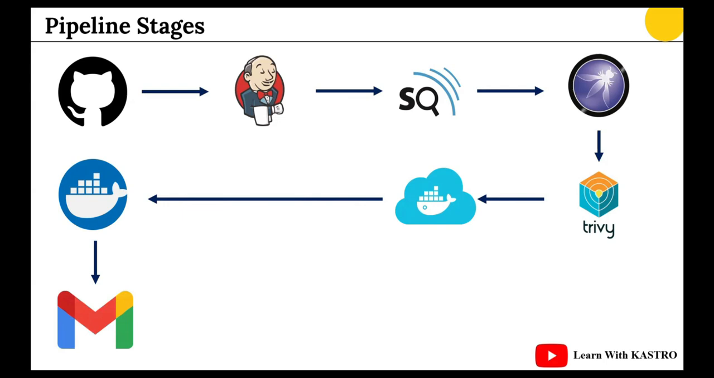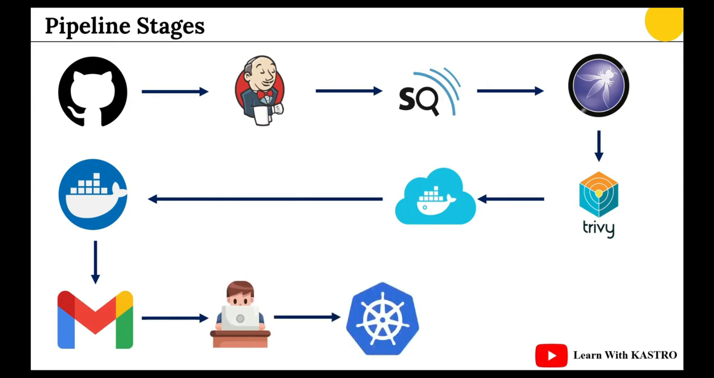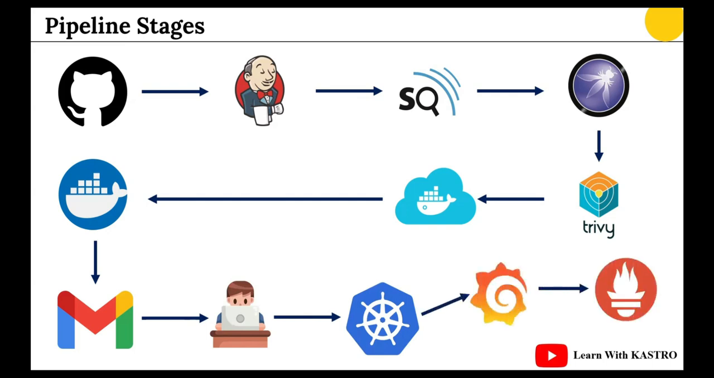Now in part 2, the same application which is deployed into the Docker container, we are going to deploy into the Kubernetes cluster. And once we deploy the application into the Kubernetes cluster, we are going to monitor the application by using Prometheus and Grafana. So these are the different stages that are involved as a part of this project. So let us go to the AWS console and see how to work with this entire project.